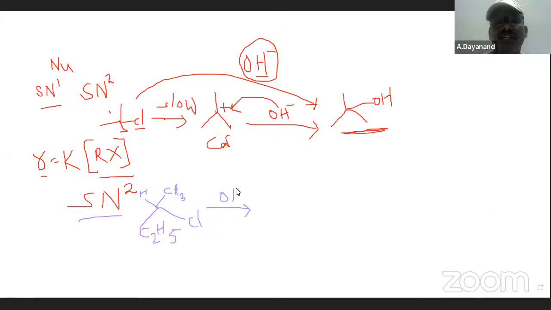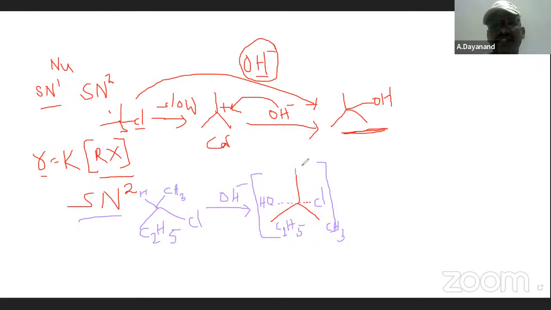In this one, if you take OH minus, it is called a concerted reaction. It is going to form a complex, a transition state like this, where the chloride is slowly, partially getting dissociated, and this OH minus is going to be partially formed. The newly formed bond, it is a transition. It is an intermediate that is formed here. One is C2H5, another one is H, another one is CH3.